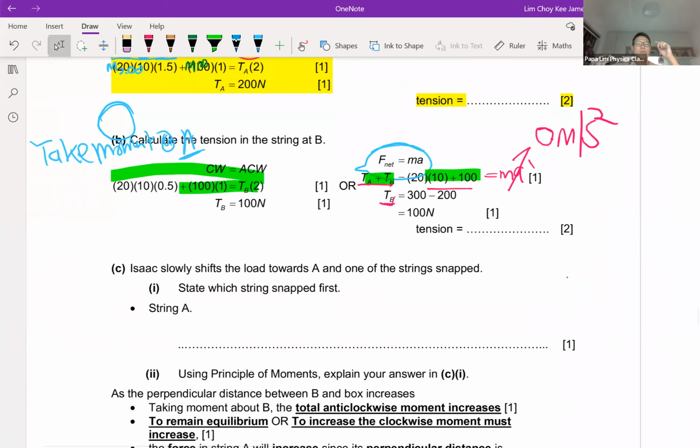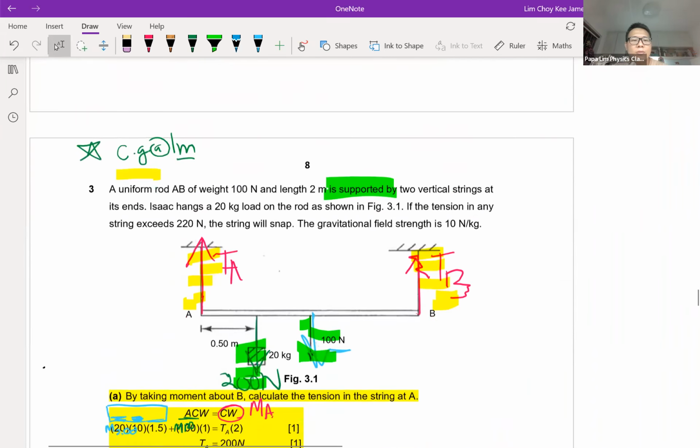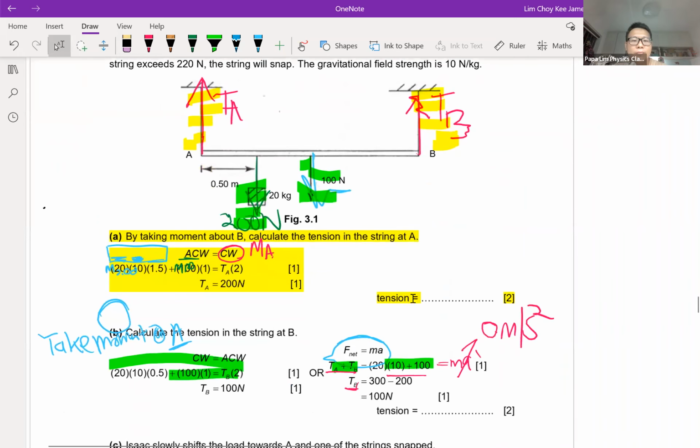Okay, now which of the string will snap first? The obvious one is string A. Now, how do we explain it? The easiest way to explain it is if you look at it in terms of moments. What happened here, based on the question, is the 200 Newton is the one that's being shifted. So the 200 Newton could be hanging here at the beginning. Then after that, I shift it to this side.